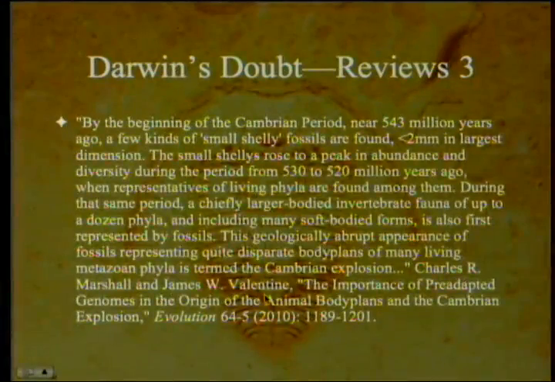And the reason why the length of the Cambrian explosion is not disputed possibly comes from, if you will look here, this is Charles R. Marshall and James W. Valentine. And it talks about the beginning of the Cambrian period, near 543 million years ago, a few kinds of small shelly fossils are found, less than 2 millimeters in largest dimension. We're talking small. Small shellies rose to a peak in abundance and diversity during the period from 530 to 520 million years ago, when representatives of living phyla are found among them. During that same period, a chiefly larger-bodied invertebrate fauna of up to a dozen phyla, including many soft-bodied forms, is also first represented in the fossils.